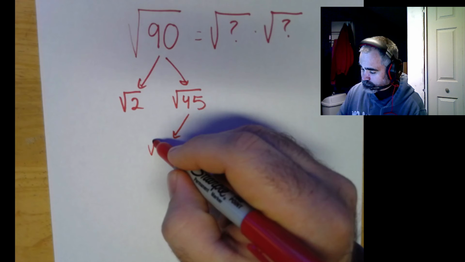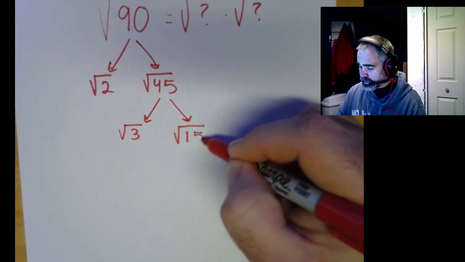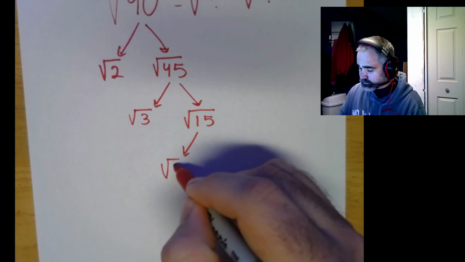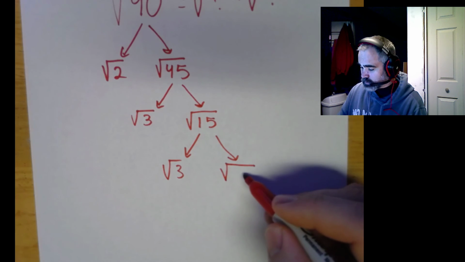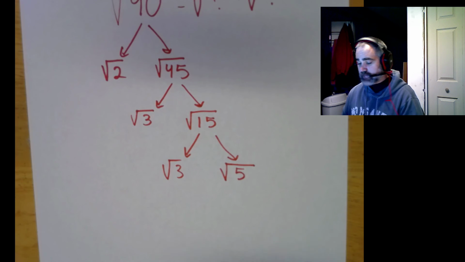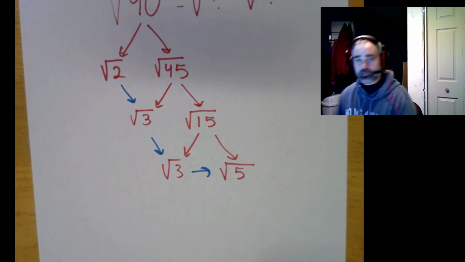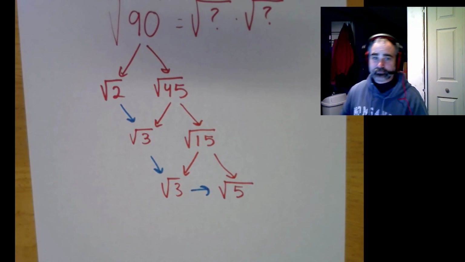Square root of 3, and that's times the square root of 15. And over here, the smallest number that divides into 15 is 3, which gives me the square root of 5, and I'm done. I have a prime factor tree. So that means that root 2 times root 3 times root 3 times root 5 equals the square root of 90.